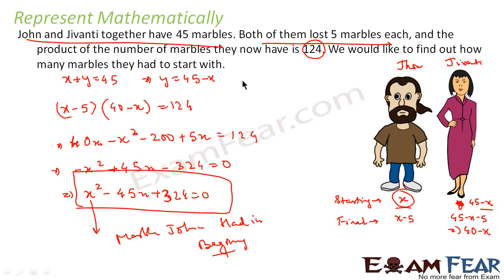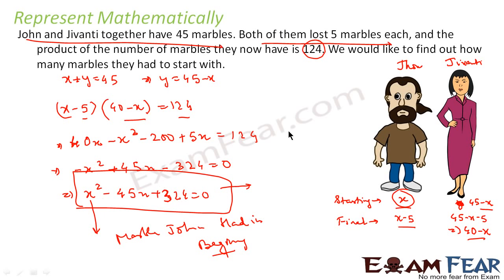Then the question said that both lost 5 marbles. So after losing, John had x minus 5 and Jivanti had 40 minus x marbles. Also the question says the product of the marbles they have is 124. That is (x minus 5) into (40 minus x) equal to 124. And we solved this, we got this equation, that is x square minus 45x plus 324 is equal to 0. This is how we represented this real life scenario in mathematical terms, and this is a quadratic equation.